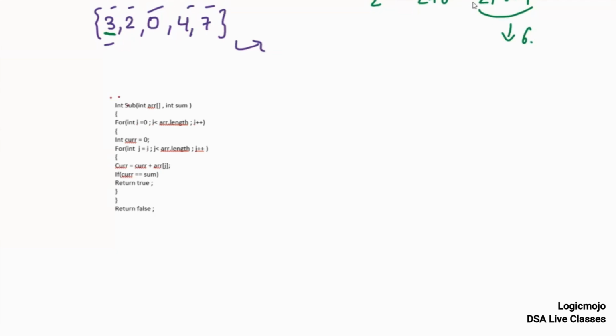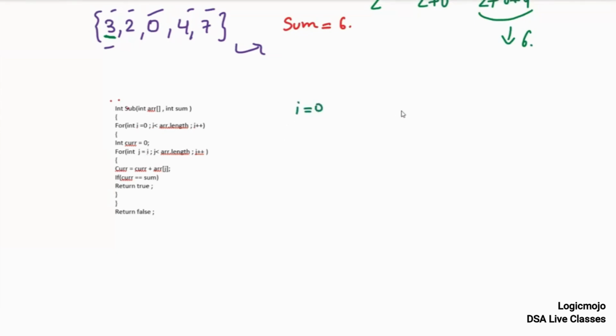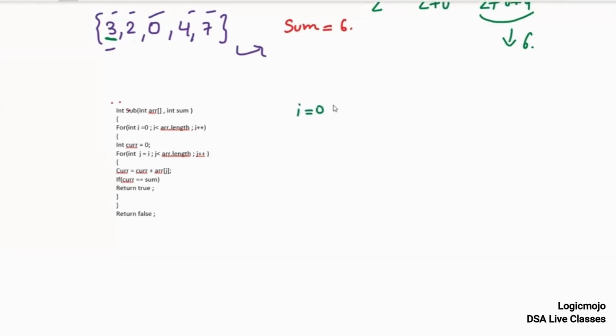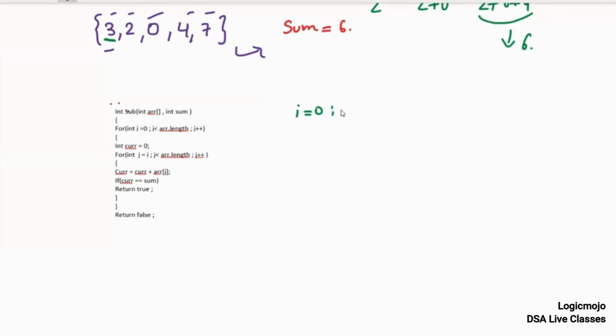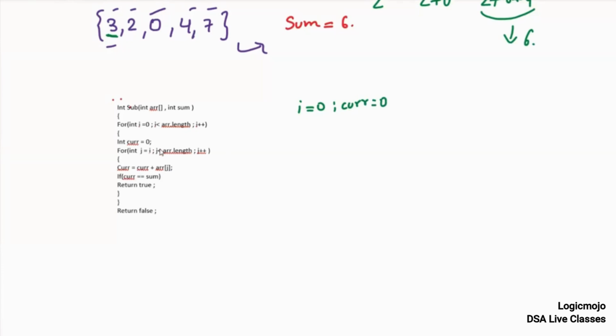So it is 3, 2, 0, 4, 7, and the value of our sum is equal to 6. Okay, this was the question. Now what we have done here is that we are moving from i equal to 0 to array.length. So the value of i is 0. Initially, our current is also 0. Now the value of j is initially 0, j equal to i, so j will also be 0.